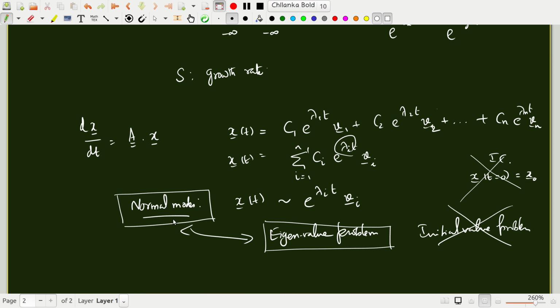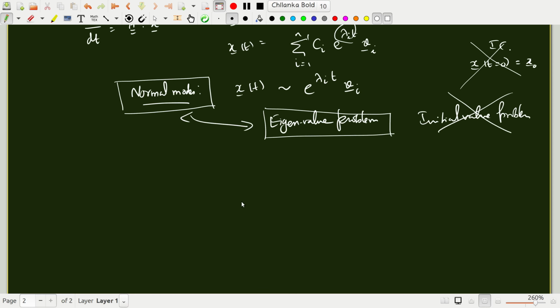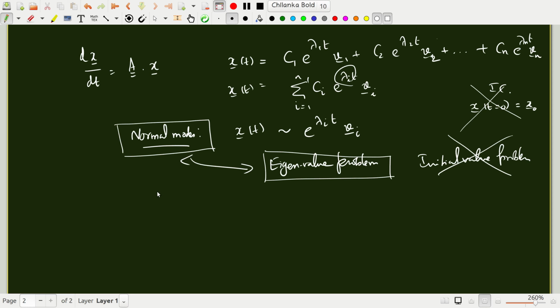Okay, now the thing that I told you about the method of normal modes is that if even one of the lambda i's is positive, that is, if its real part is positive, then perturbations will exponentially grow in time.